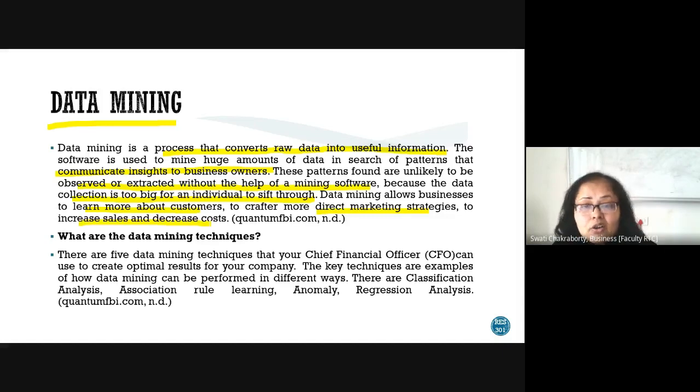and they can come up with better marketing strategies for increasing sales and decreasing costs. So there are five data mining techniques that you have. What are they? Classification analysis, association rule learning, anomaly detection, regression analysis.